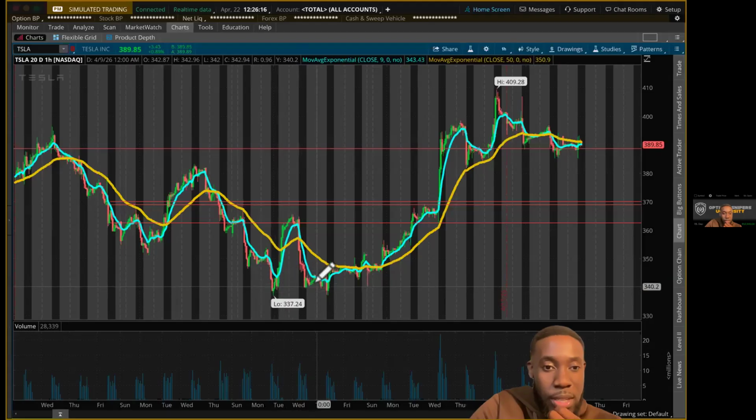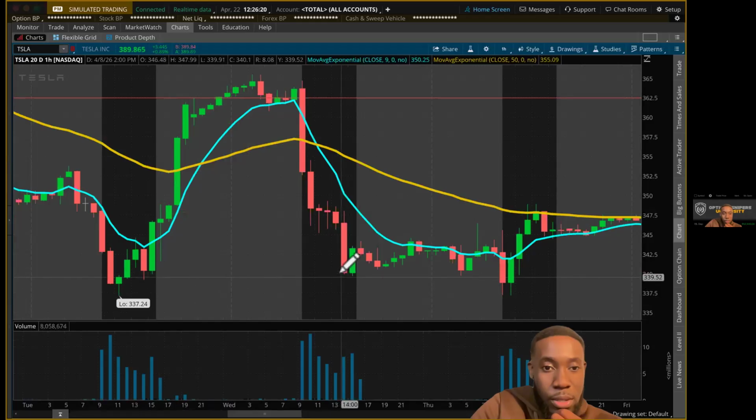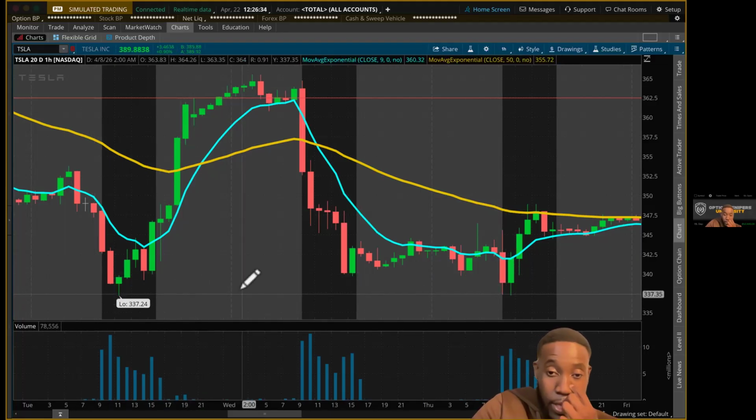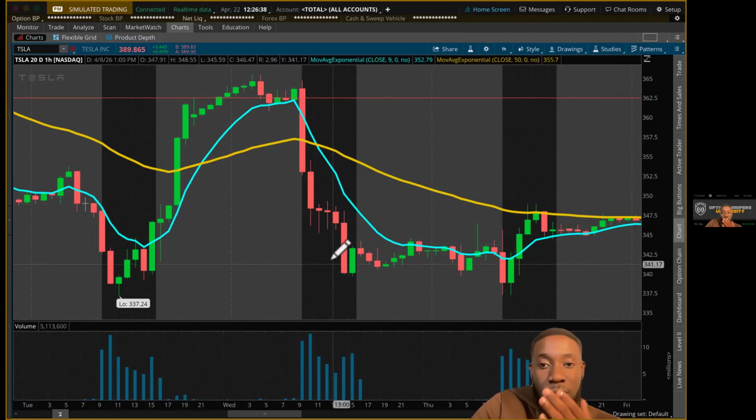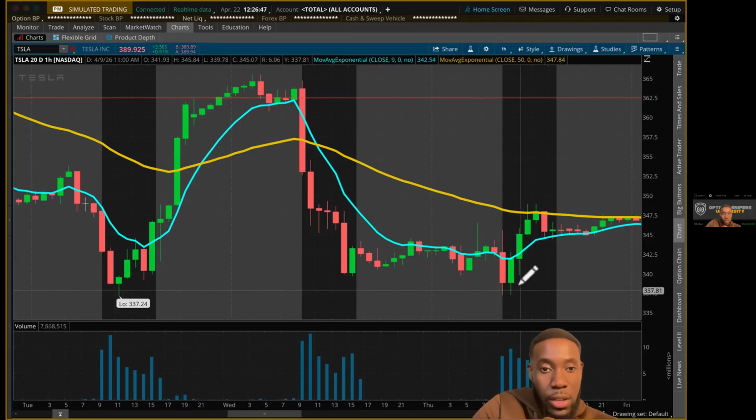So yes, initially we created a double bottom with these two points, which would essentially indicate that we're going upwards. Now, after we created the double bottom, there was a potential triple bottom here, where the idea of this setup is we're finding support within the market. Buyers essentially did not allow Tesla to get underneath the 340 level.